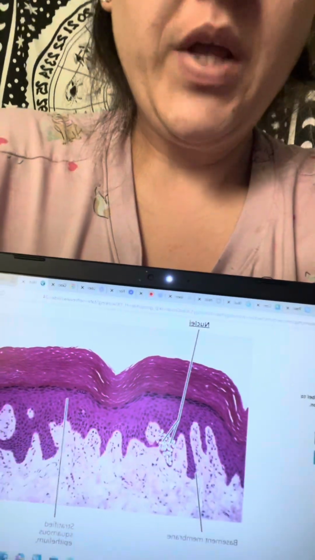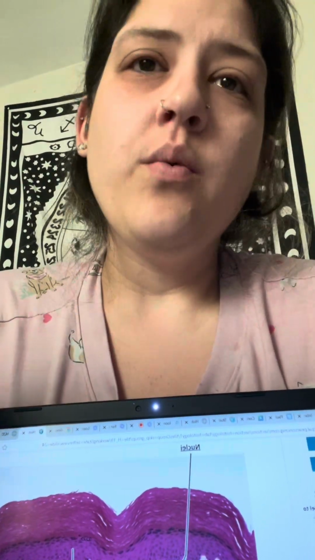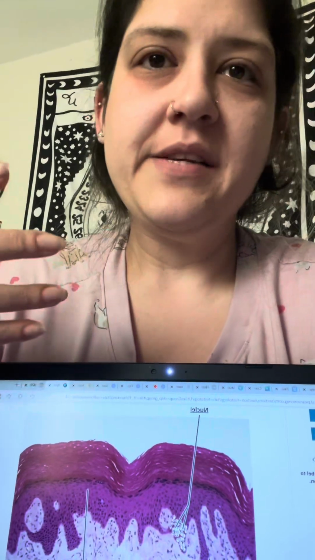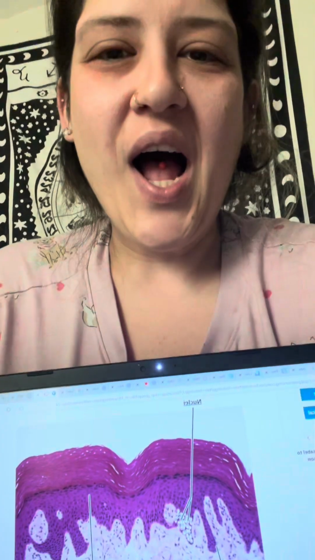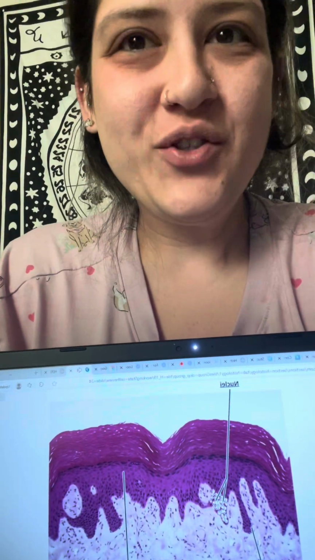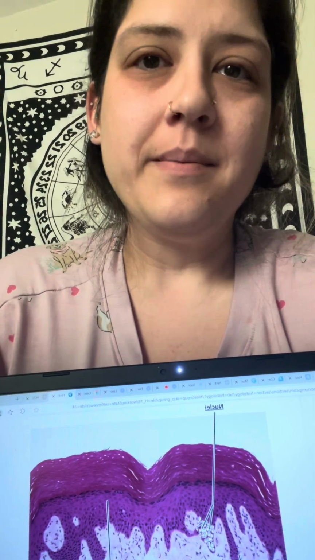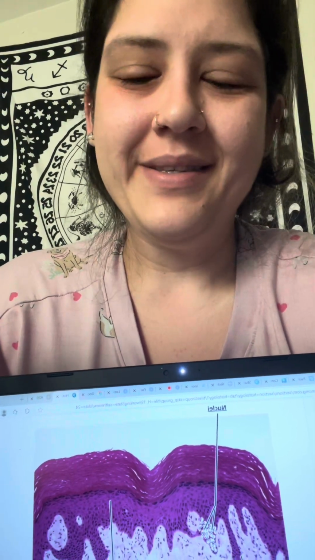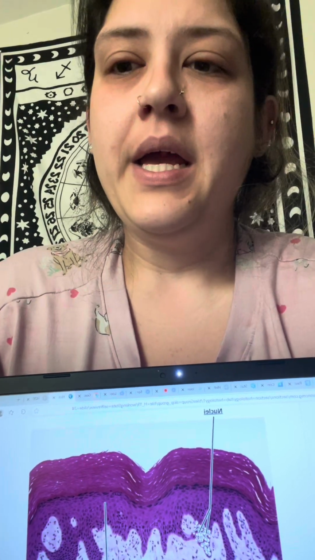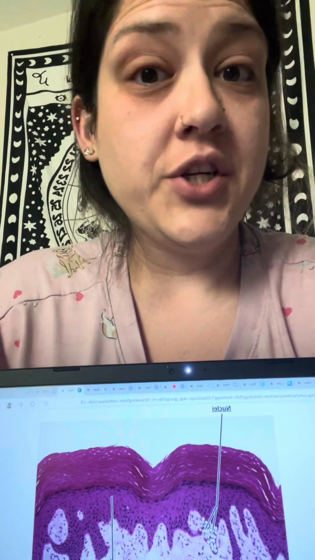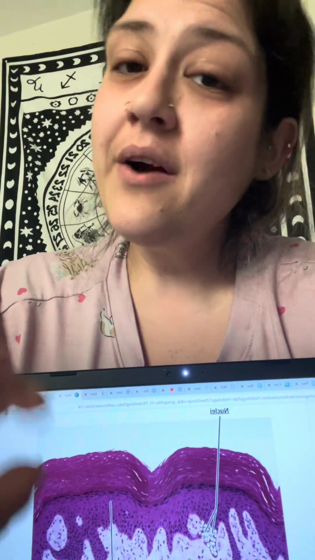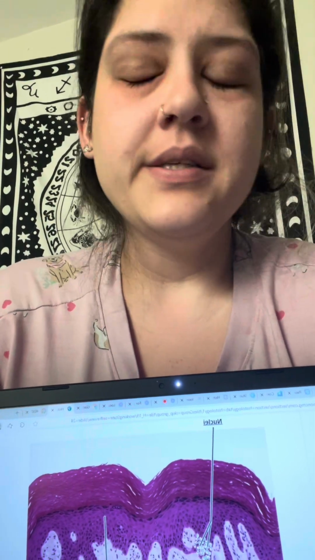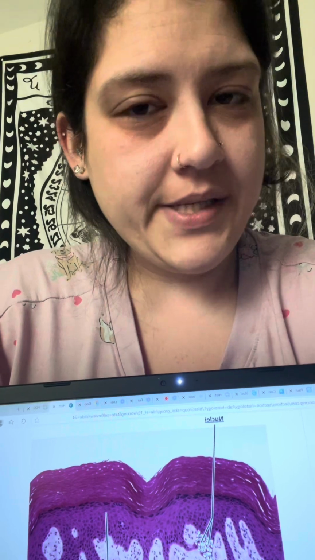First of all, I should have specified, we're going to be concentrating on keratinized stratified squamous epithelium. And there's also non-keratinized versions. We know those are found in the lining of the esophagus, the mouth, and the vagina. And we also know that the keratinized version is found in the epidermis of the skin.